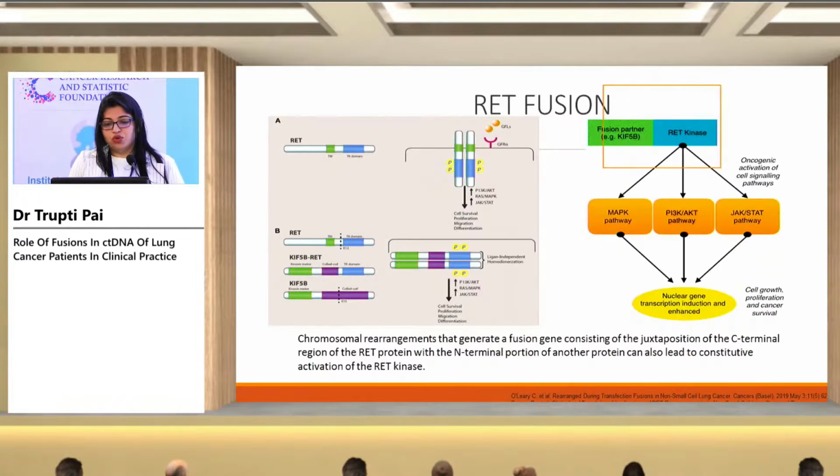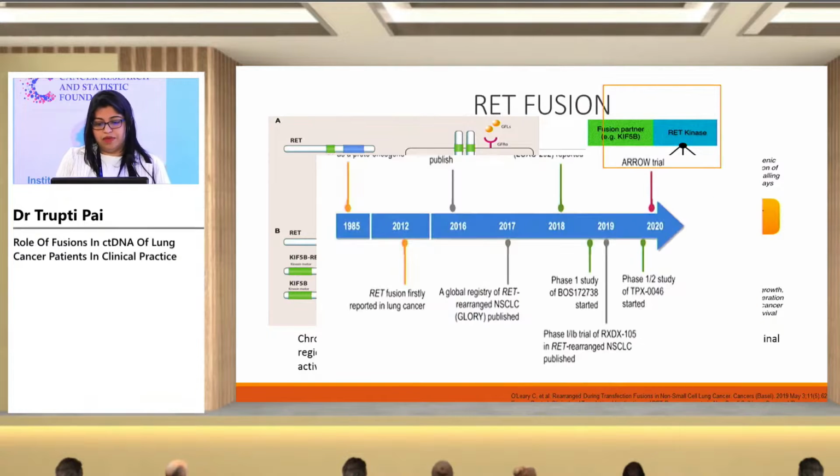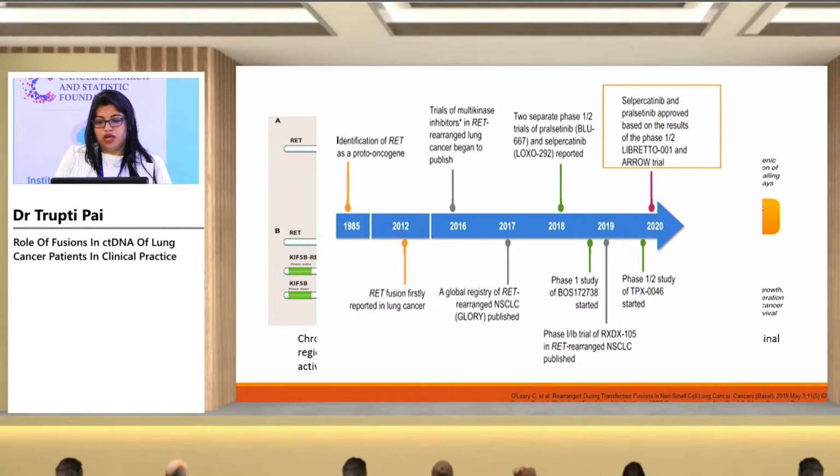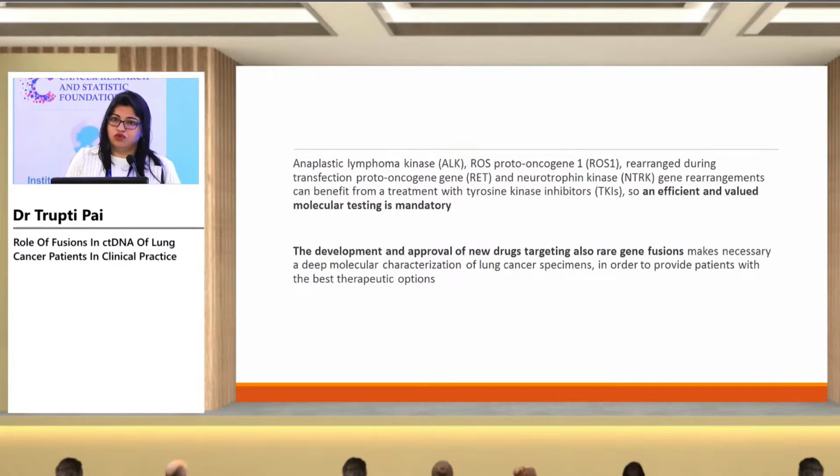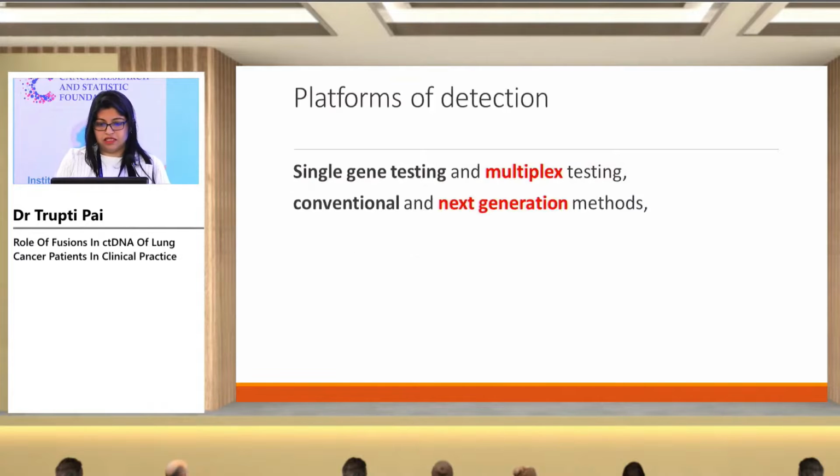So it is very important to identify all these fusions. RET fusion, with the commonest partner being a kinesin family member. And you now have FDA approval for selpercatinib and pralsetinib for RET fusion genes. The same holds true for NTRK. You have NTRK 1, 2, 3 fusion genes, and you have different TKIs for these. So with the development and approval of new drugs targeting all the rare fusions, it is very important that you do deep molecular characterization of lung cancer specimens.